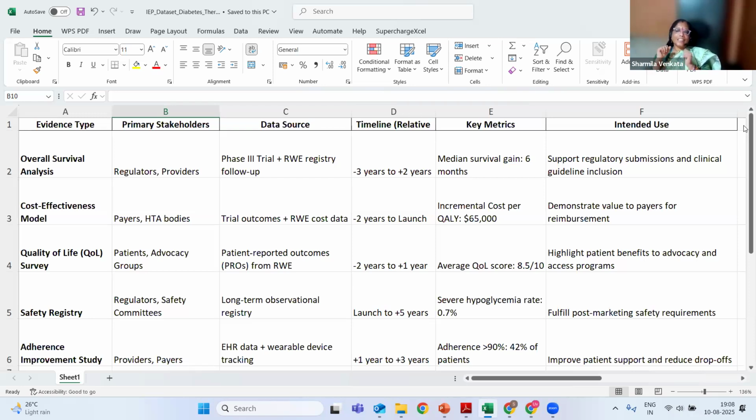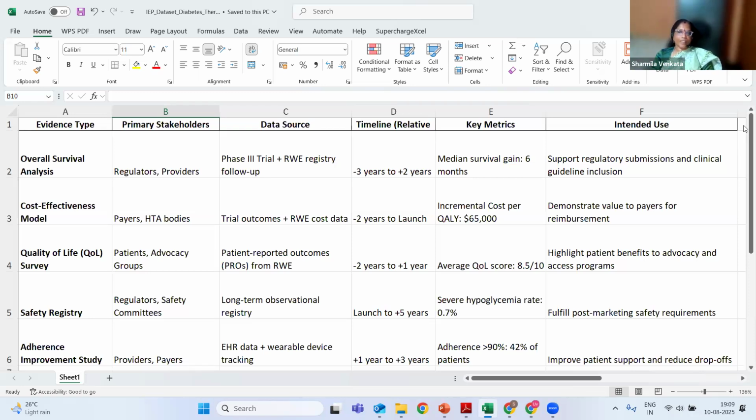Payers and HTA bodies need to see not only that it works, but that it delivers value compared to alternatives. So we compare trial outcomes effectiveness with real-world cost data to calculate cost per value. And here the $65,000 per quality-adjusted life year falls within acceptable thresholds in many markets. So this makes the reimbursement conversation much smoother.